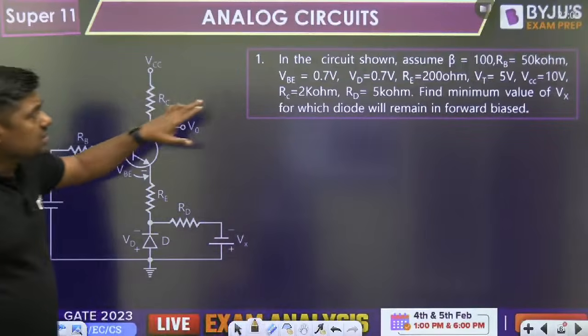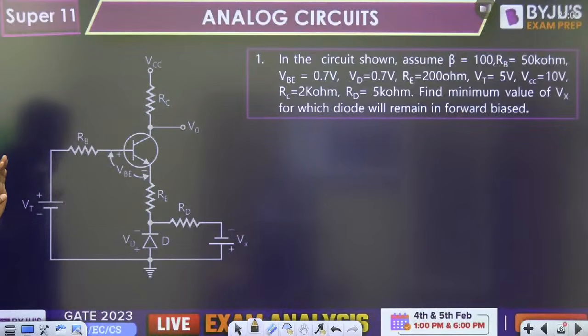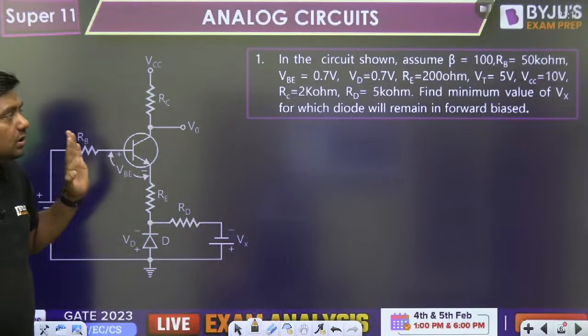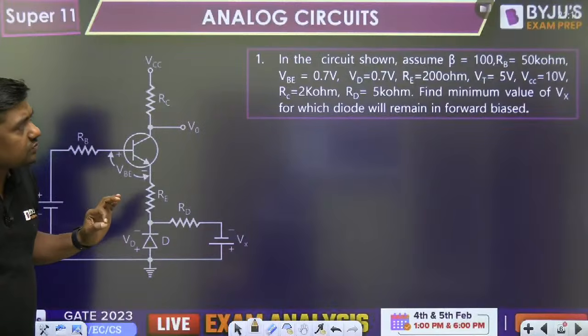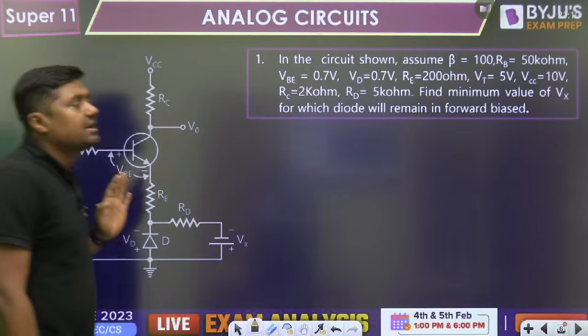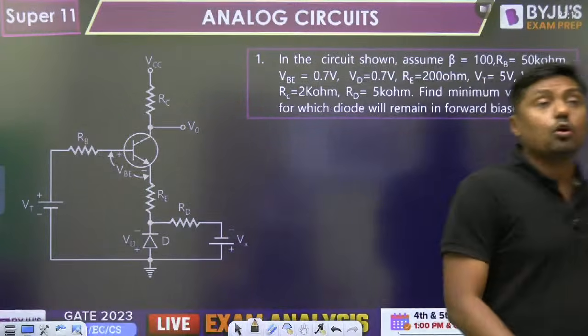In the circuit shown, assume beta is equal to 100, RB is equal to 50 kilo ohm. This is the RB, that is 50 kilo ohm. VB is equal to 0.7 volt. The drop across the diode is 0.7 volt when it is forward biased. RE is 200 ohm. VT is 5 volt. VT means this voltage. VCC is 10 volt. RC is 2 kilo ohm. RD is 5 kilo ohm. Find the minimum value of Vx for which the diode will remain in forward bias condition.